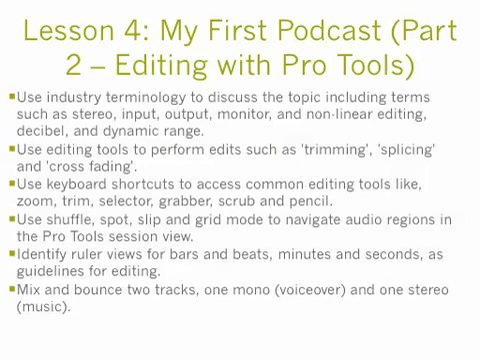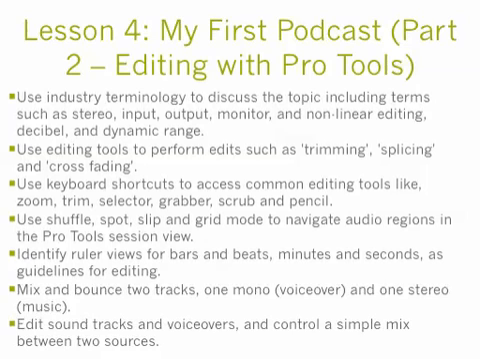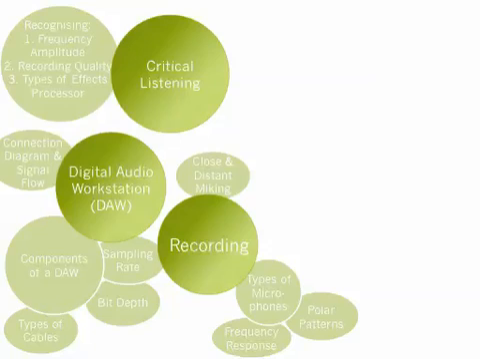Mix and bounce 2 tracks, one mono and one stereo. So how do you mix and bounce these 2 tracks into a WAV file or an MPEG file? And how do you edit the tracks and voiceovers? You have to be able to control a simple mix between the 2 sources using possibly the mix window or the edit window.